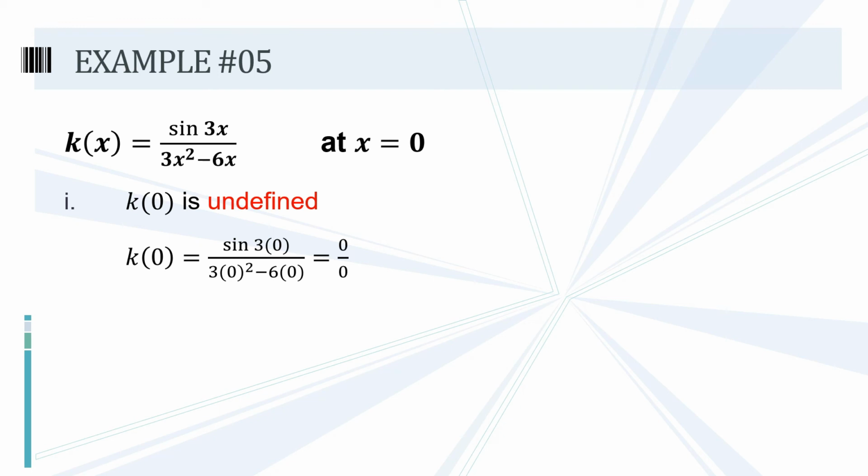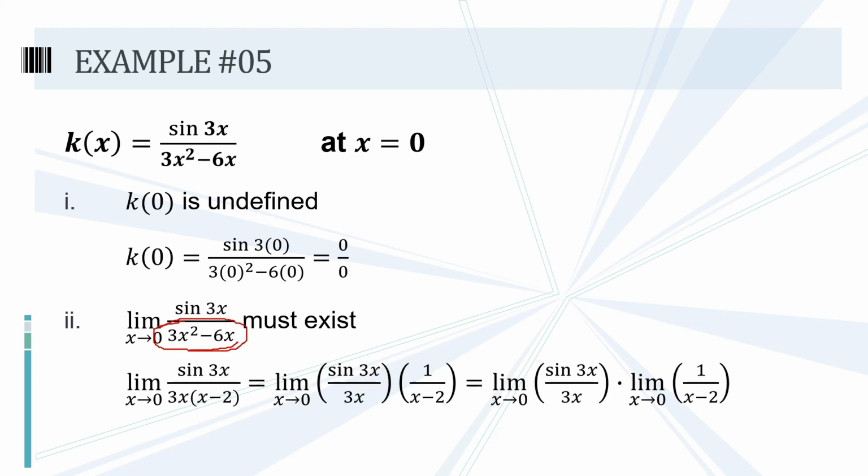Okay? Pero check natin. So, alam na natin na discontinuous siya. Pero, anong type ng discontinuity? So, check natin yung second criterion. Yung limit ng sine 3x over 3x squared minus 6x as x approaches 0 must exist. Okay? Ngayon, kapag nilabas natin yung 3x dito sa baba, dito kasi pwede rin i-factor 'to, di ba? Pwedeng itanggalin natin yung 3x dito, magiging ganito ang kanyang itsura. Okay? Sine of 3x over 3x times x minus 2.